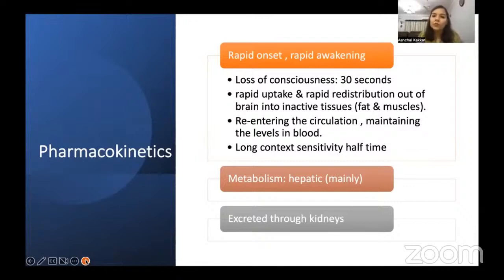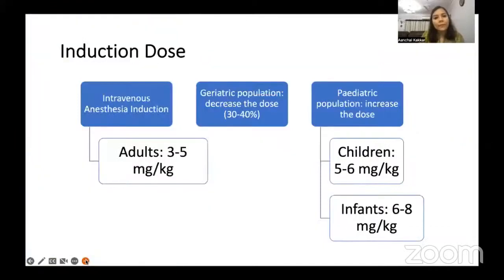Metabolism of thiopentone is mainly hepatic, and it is excreted through the kidneys. The intravenous induction dose of thiopentone in adults is 3 to 5 milligram per kg. In the geriatric population, you should decrease the dose by 30 to 40%. In the pediatric population, for children, it is 5 to 6 milligram per kg, and in infants it is 6 to 8 milligram per kg. Why this increase in dose in children and infants? Because they have a higher volume of distribution and a higher hepatic metabolism.